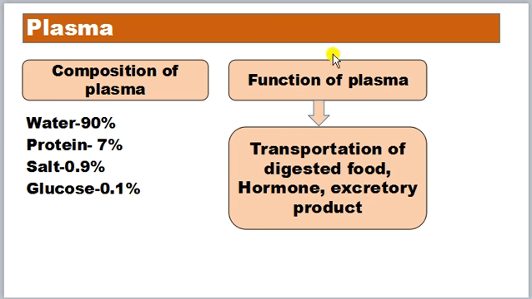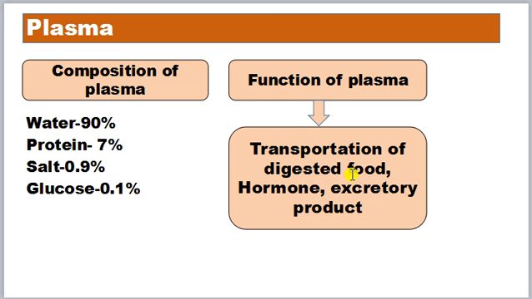Now we will talk about the function of plasma. Plasma does transportation of digested food, hormones, excretory products, etc. from one part of the body to another part where cells require any nutrient. If a cell requires any nutrient, its main function is the transportation of nutrients to the different parts of the body. So this is its main function.